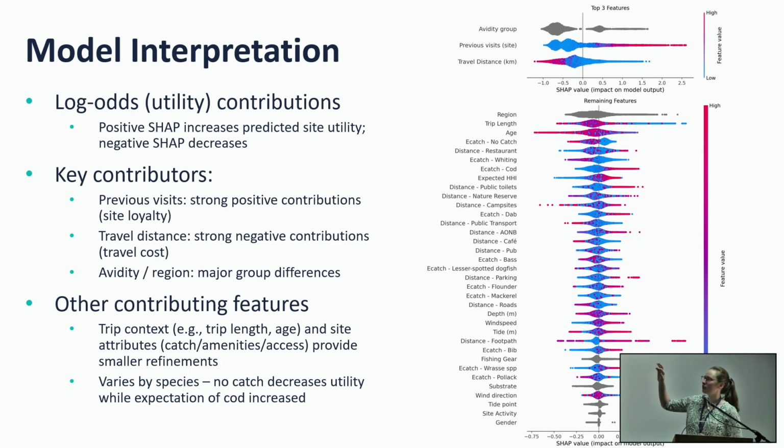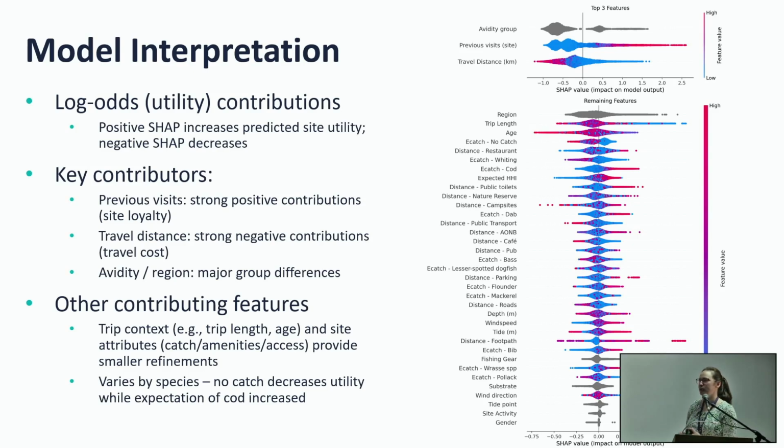And then the colours also tell you the feature value. So for travel distance, because it's all blue on this side, when the sites were closer, it increases the model's prediction of that site being chosen. And then it's like the opposite with previous visits. So when they visited a site more often, it increased the model's likelihood of choosing that site. Yeah, I hope that makes sense.